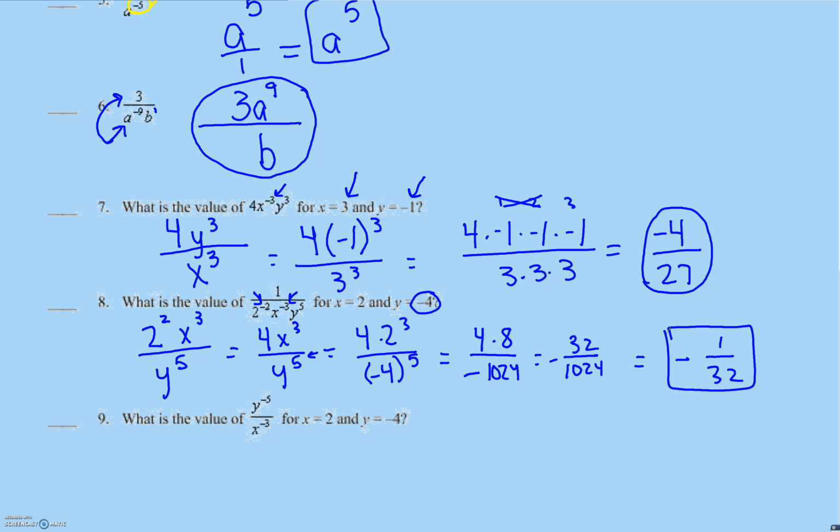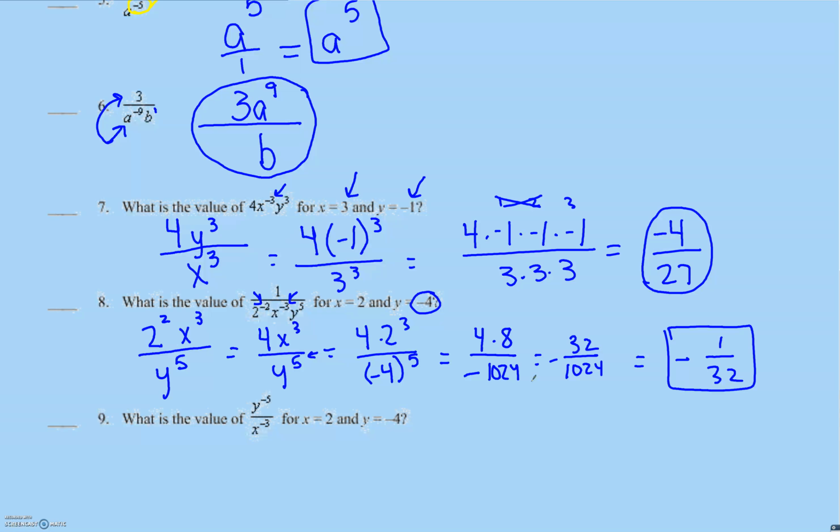The other thing we could do is, I know that 4 goes into 1024 256 times. I could take 8 out of that and keep simplifying by 2s or 4s or however you know as well. That would work.